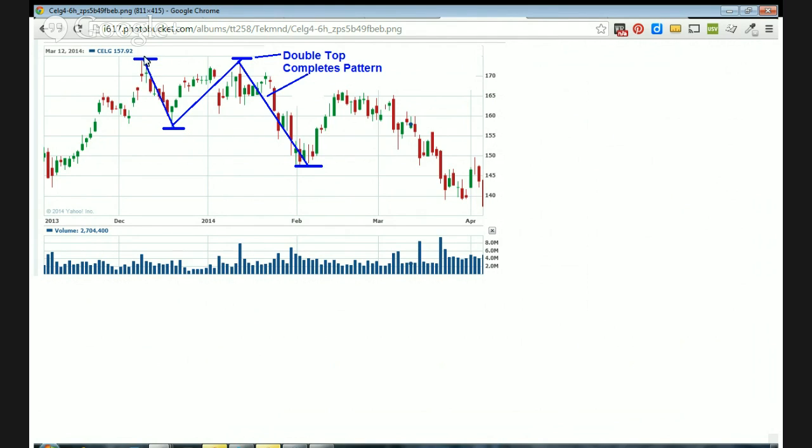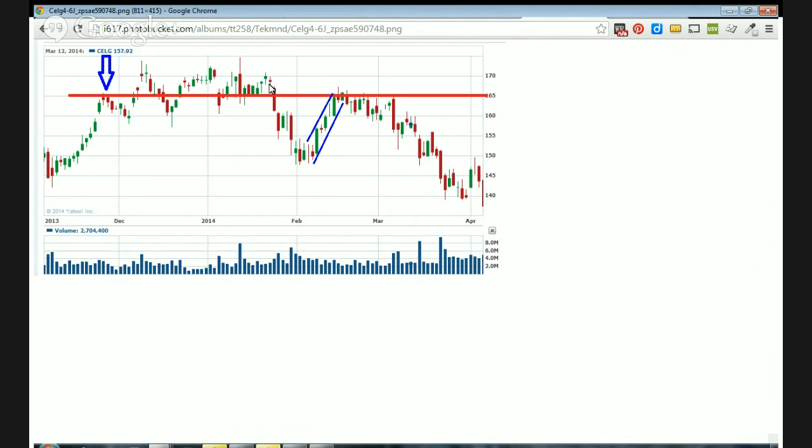So after this top, we come back down here. That's one low. We swing back up here. That's another low. And now we don't really make a higher high, but we do start making lower lows here. So that's another strong sign that the uptrend is over. So now perhaps we can start looking to short.